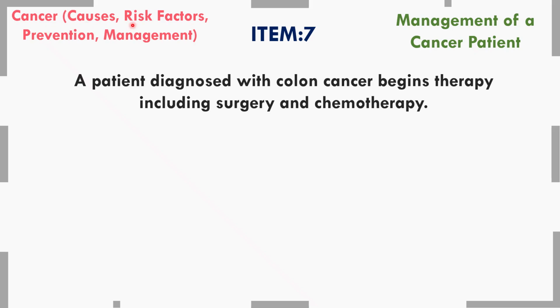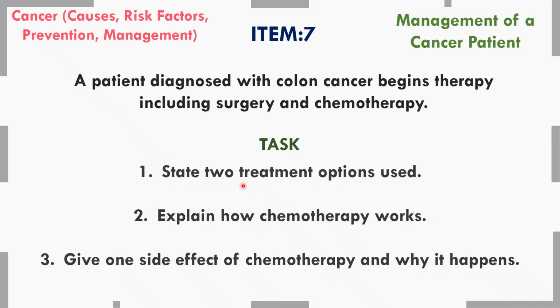Still under cancer causes, risk factors, prevention, and management. Let's look at the management of a cancer patient. Item 7. A patient diagnosed with colon cancer begins therapy, including surgery and chemotherapy. Task: state 2 treatment options used. Explain how chemotherapy works. Give 1 side effect of chemotherapy and why it happens.